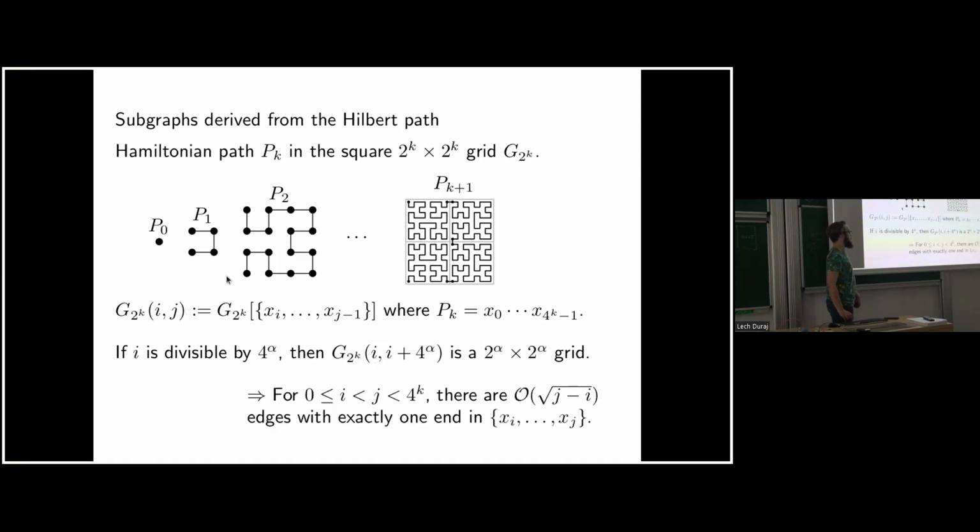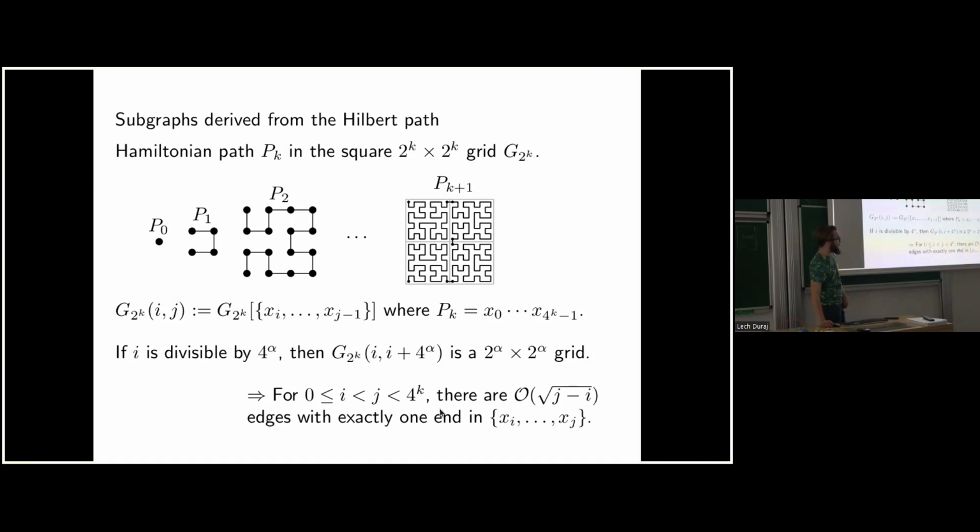And this has an important consequence. Namely, if you have some subgraph induced by vertices from i to j, then there are roughly square root of j minus i vertices which go from that subgraph to the outside of the grid. Why is that? Well, if you look at this subset, the part from i to j, then you can split it into those grids of size 4^alpha, and each of them will have only a number of edges going outside which is linear in the side of the grid.